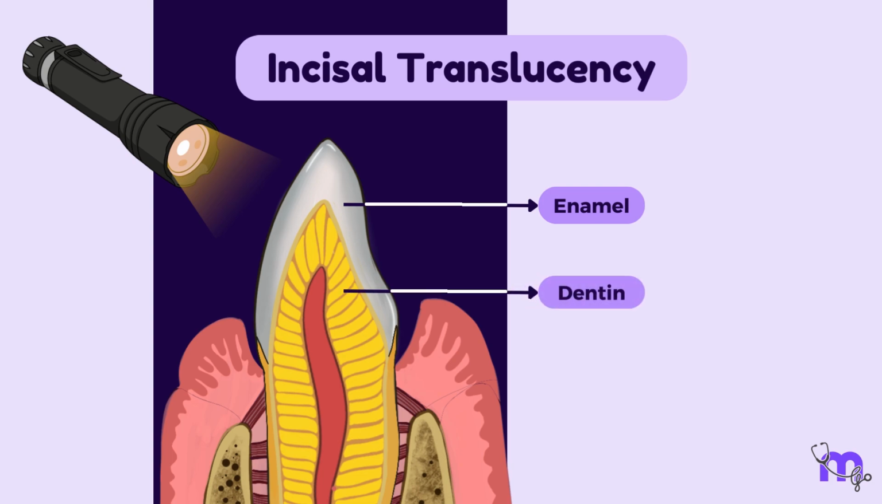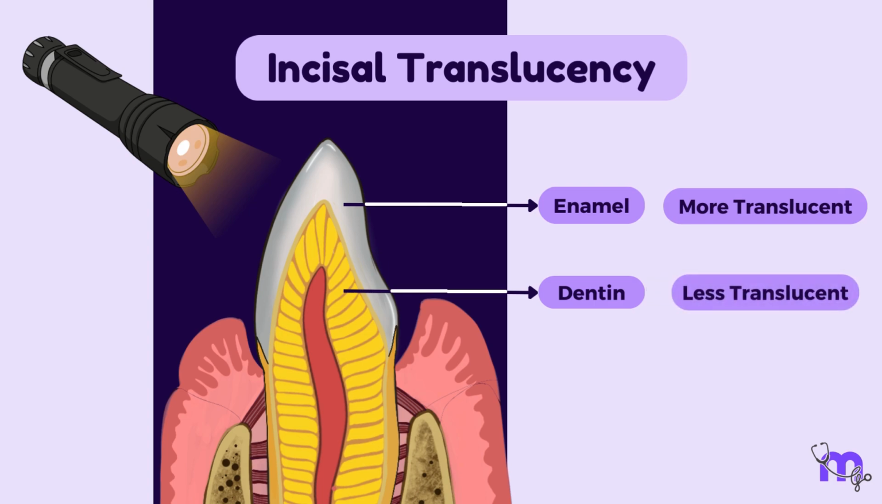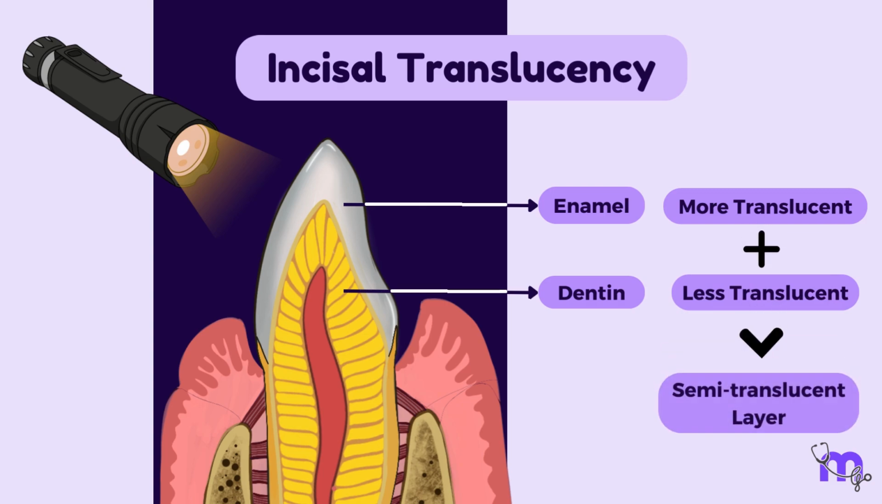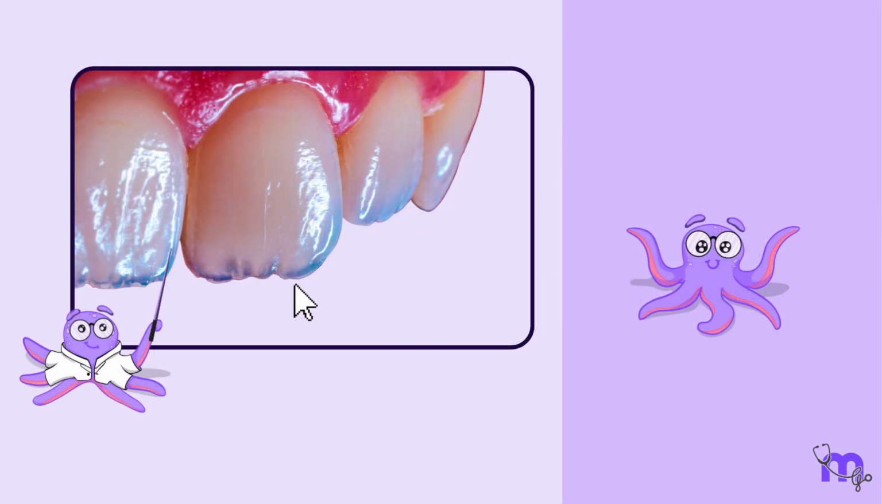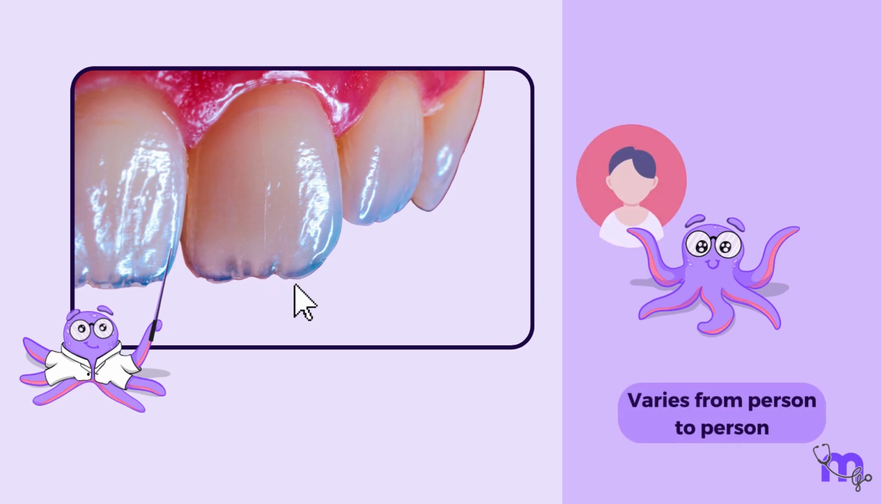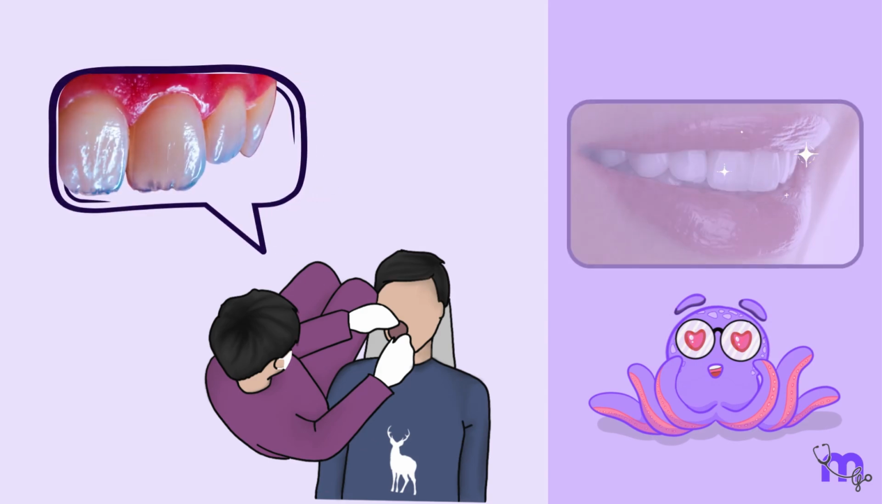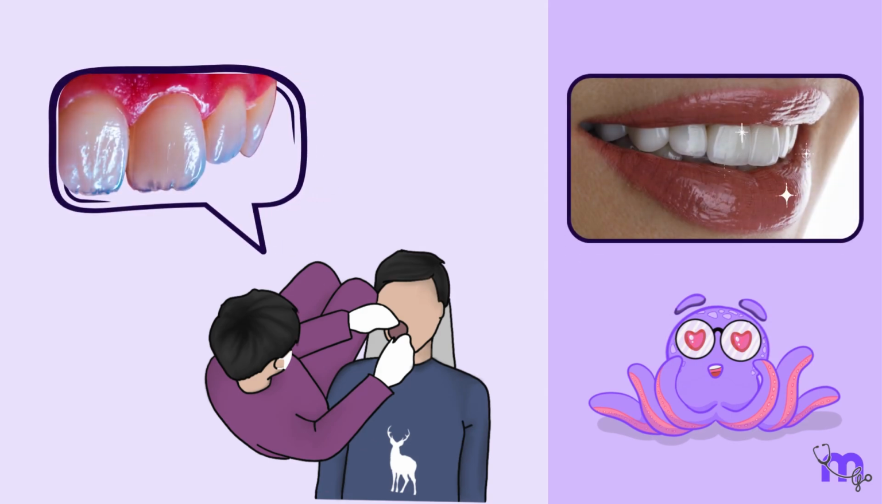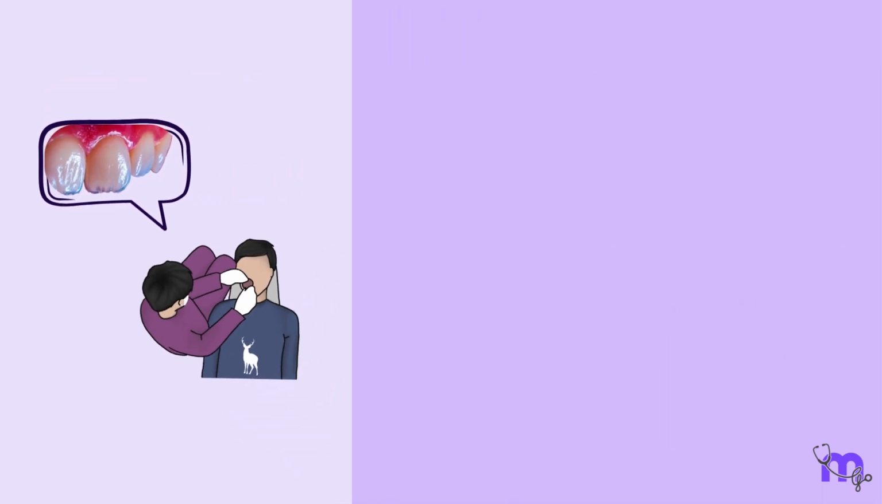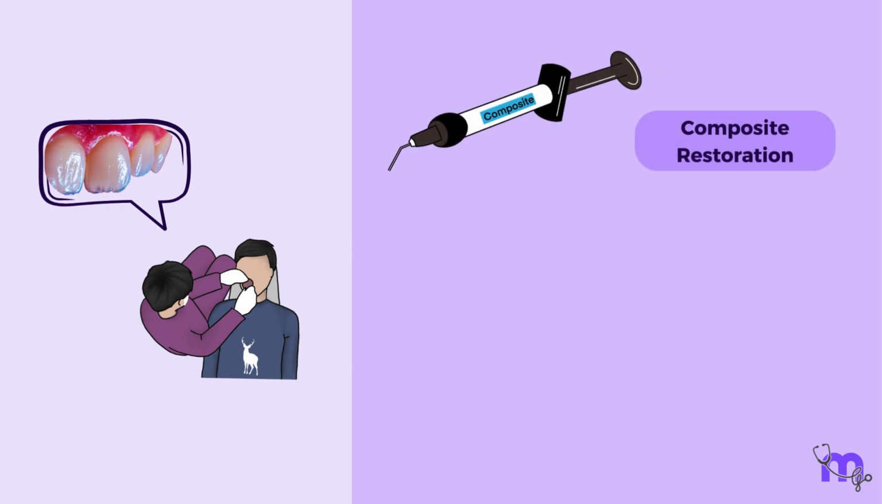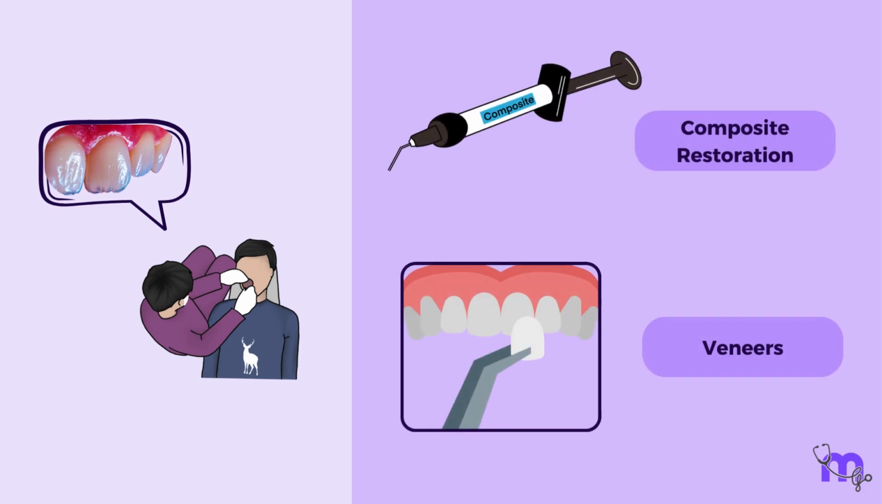Enamel is the outer, more translucent layer, while dentin beneath it is less translucent. This combination creates the characteristic semi-translucent appearance at the incisal edge of teeth. Note that the degree of incisal translucency can vary from one person to another, and this knowledge is crucial for dentists to achieve aesthetically pleasing dental restorations. Numerous methods have been utilized to attain the desired incisal translucency in composite restorations and porcelain veneers.